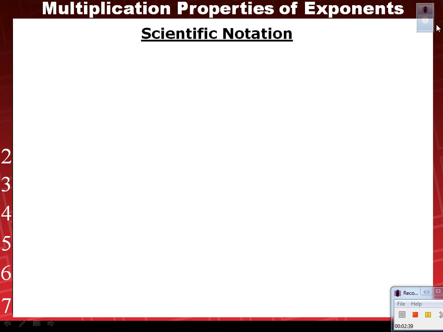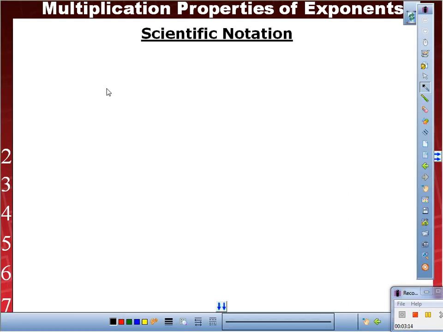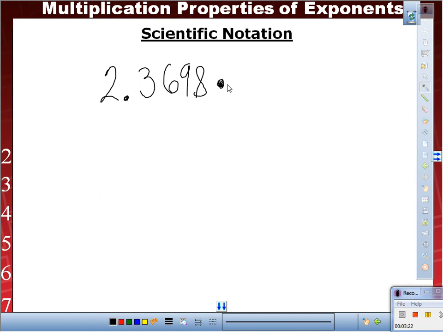Here it goes. The reason I'm going to go over scientific notation is that there's going to be one problem tonight in your homework that uses it. I'm going to clarify for those of you that haven't seen this, and remind those of you that already saw it, of the parts. Pay attention, please. So scientific notation, what does it look like? 2.3698 times 10 to the 7.